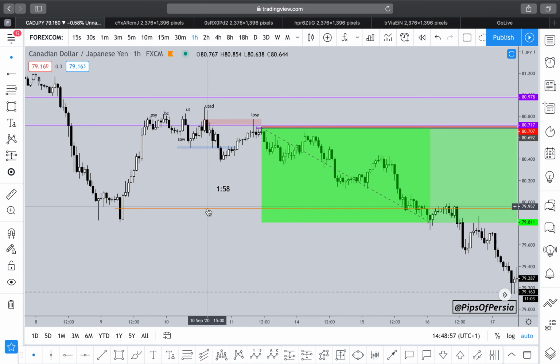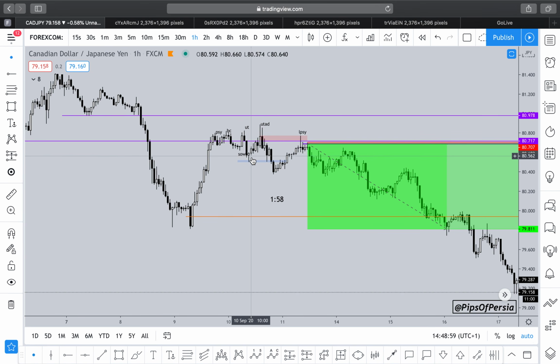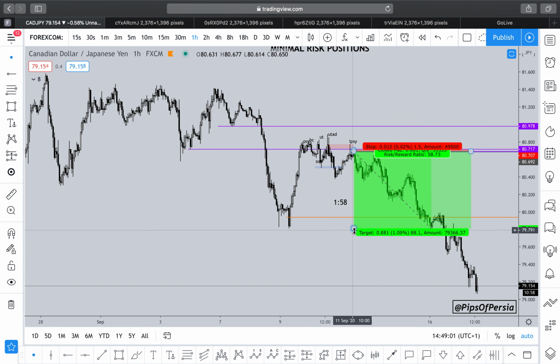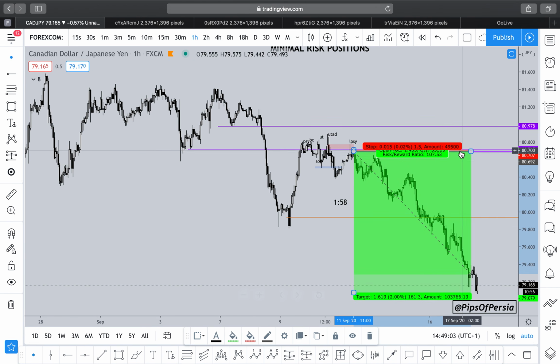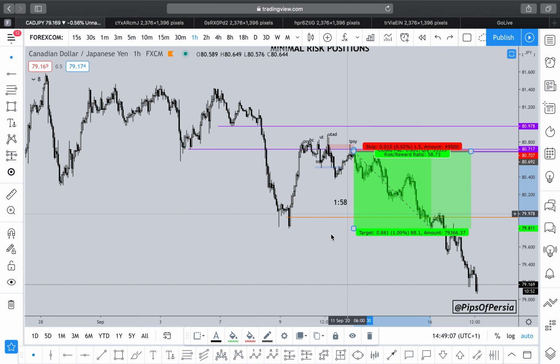This specific trade for Canadian dollar versus Japanese yen, which technically speaking is now floating at well over a 1-to-100 risk to reward ratio, but I'm not going to take credit for the full 1-to-100. My positions were closed at around the 1-to-58, which is fantastic. This was a trade that was taken last week, kept open over the weekend. Let's go ahead and jump straight into breaking this down.